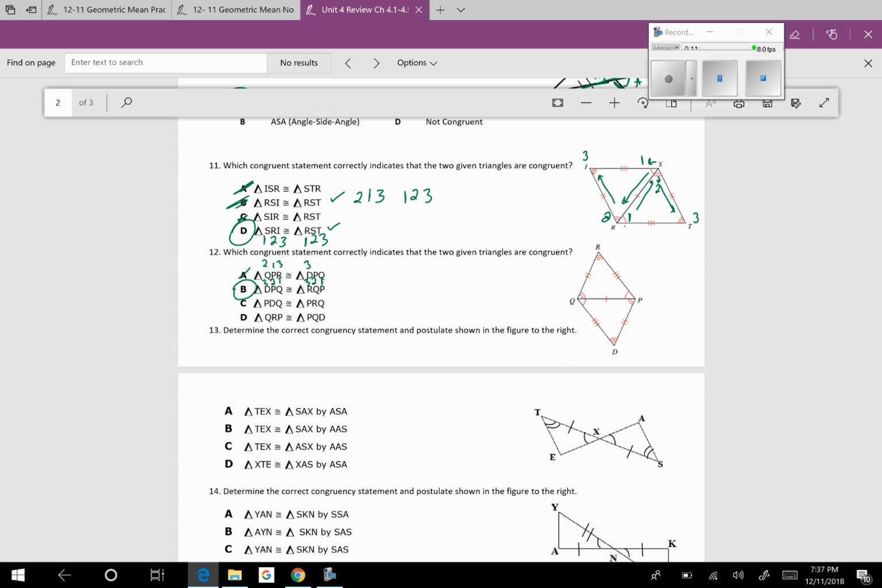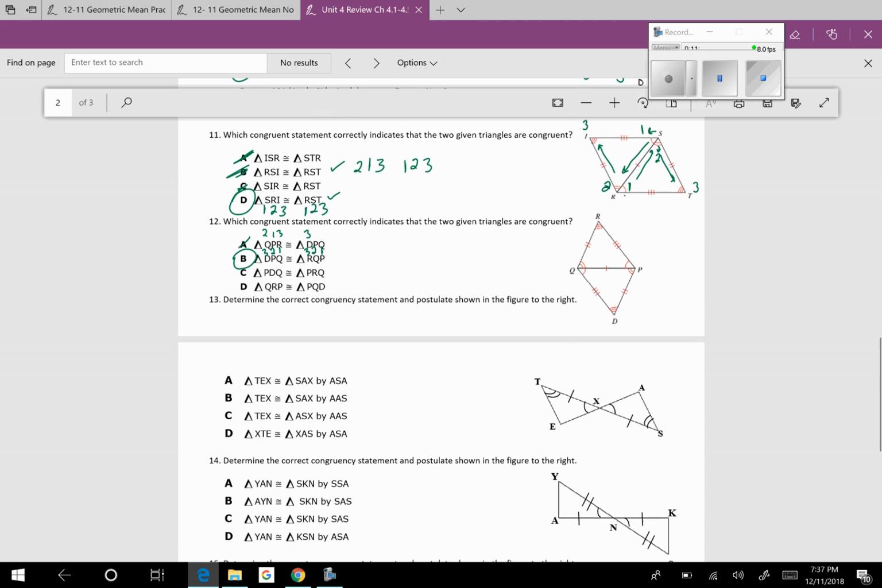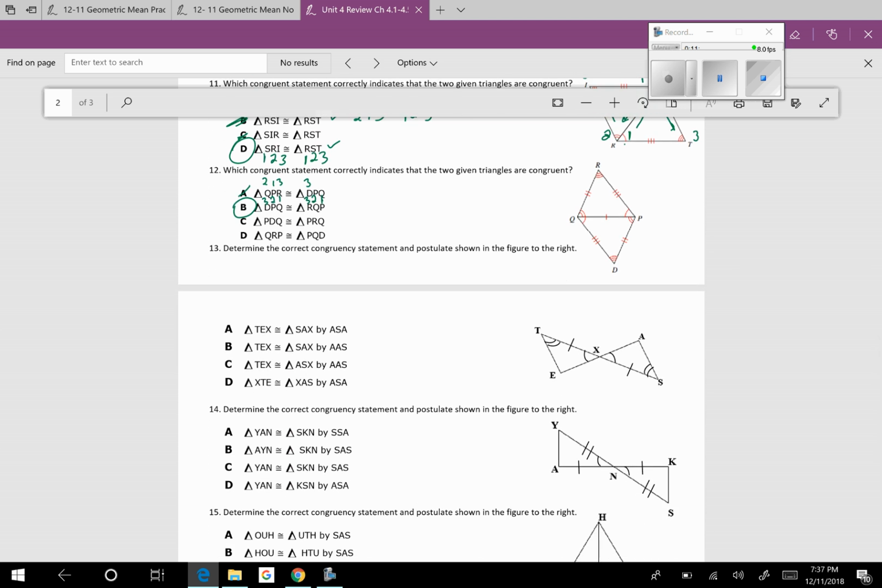And again, we're just looking at the angle markings. So you can use the arrows to help you. You can count the angle numbers to help you. You can do the sides to help you, just as long as you're going in the same order on each one.